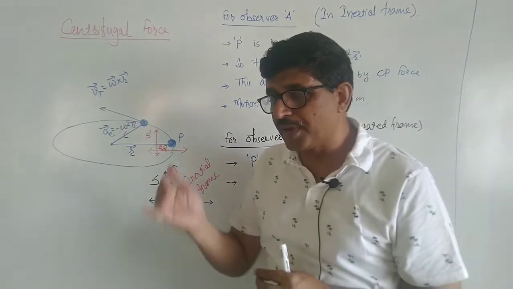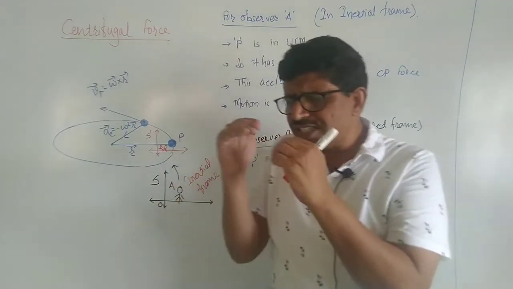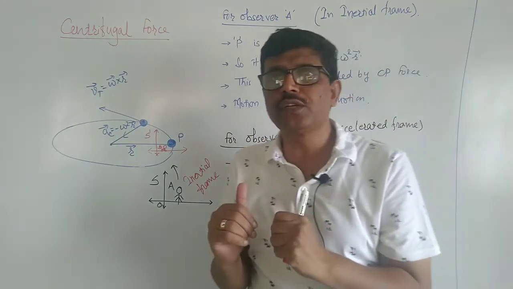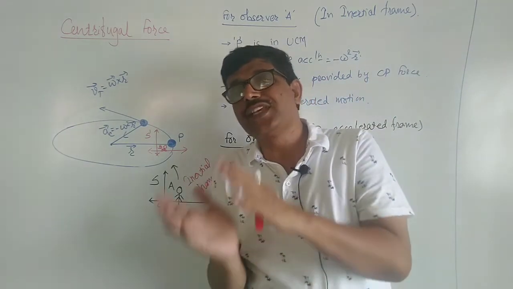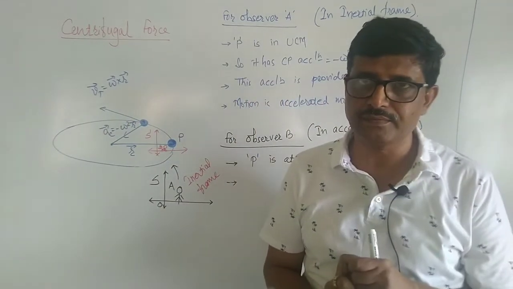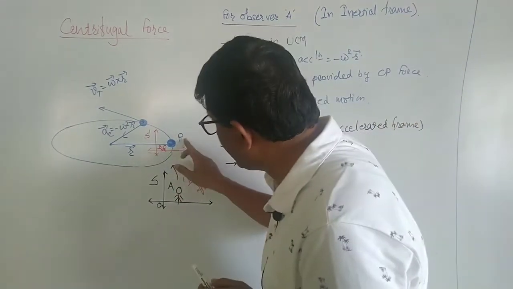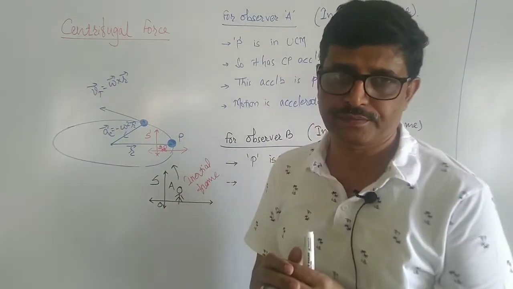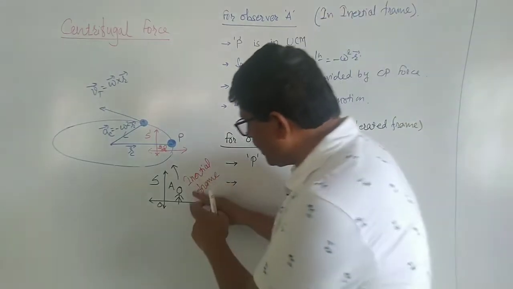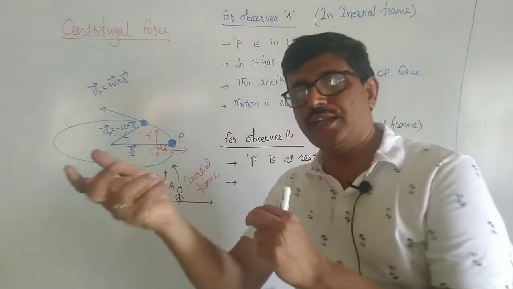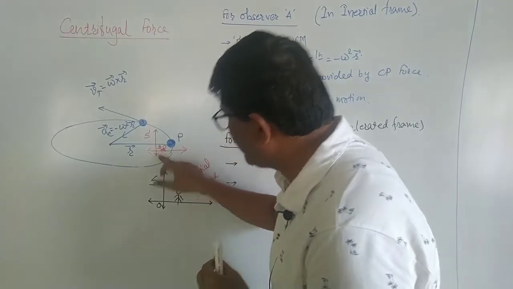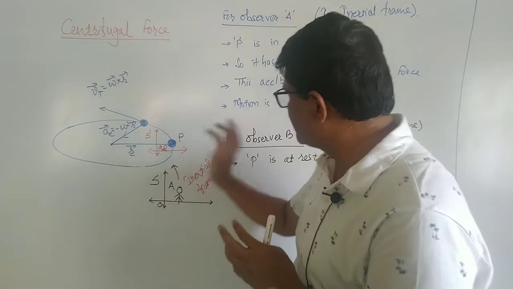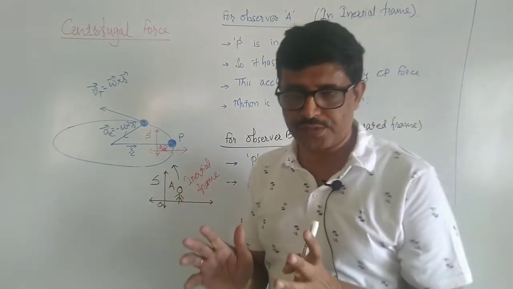If person B closes his eyes and thinks of the motion, he feels as if he is at rest, because both P and B are in an accelerated frame of reference. For A, B and P both are in motion. For B, P is at rest. B is in an accelerated frame of reference.